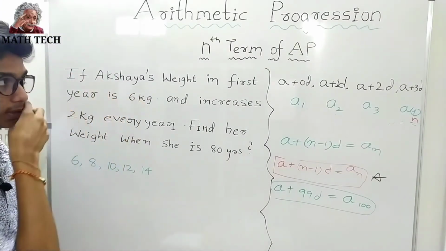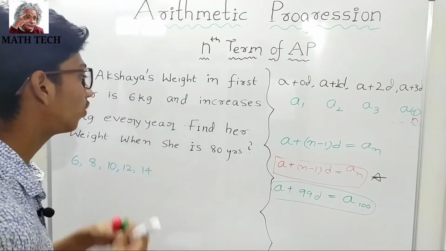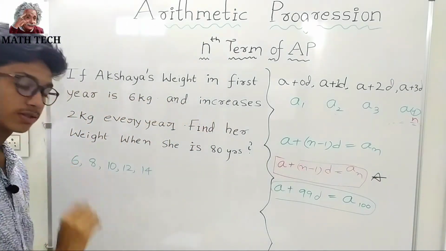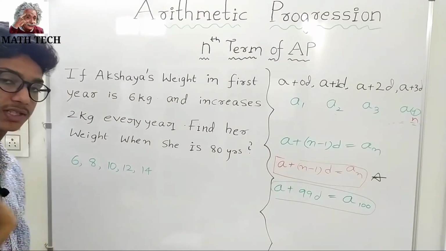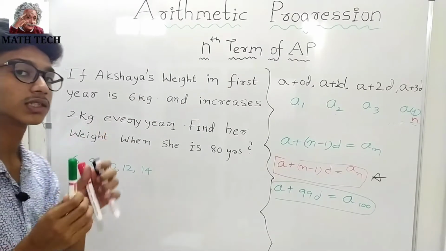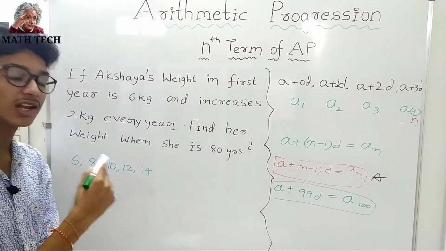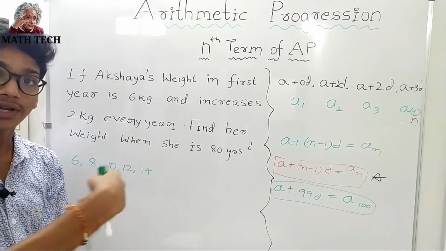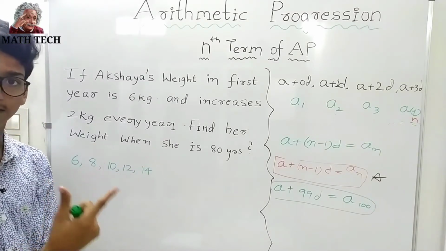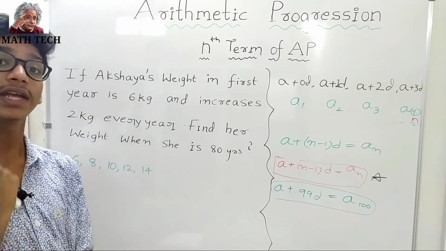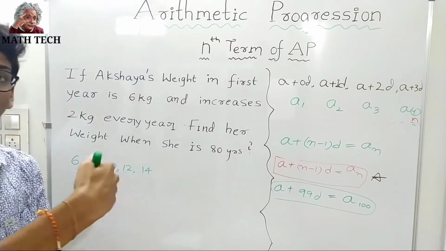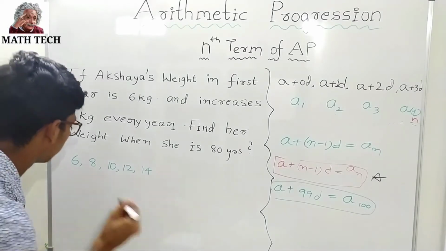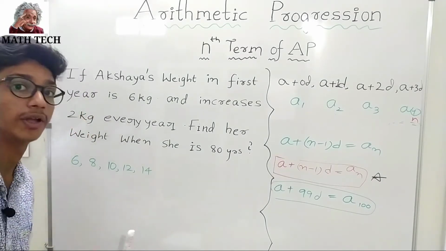So now let's find this. It can be found in an easy way. The first term is 6 and the common difference is 2. That is, Akshaya's initial weight is 6 kgs and she is increasing 2 kgs every year. Means in the first year she is 6 kgs, in the second year 8 kgs, then 10 kgs, 12 kgs and goes on increasing. So in this, let's solve it with the red pen.